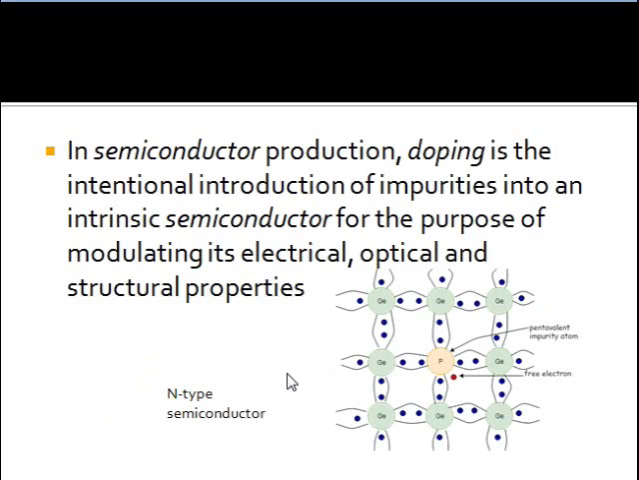So what is a PN junction? First, we should know what a PN junction is. A PN junction is formed when we connect two types of semiconductors. One is a P-type semiconductor, the other one is an N-type semiconductor.